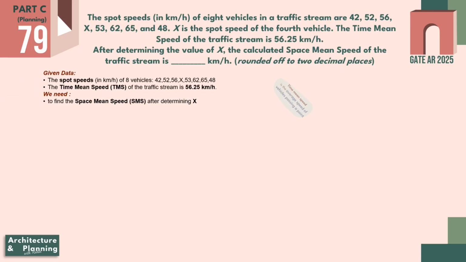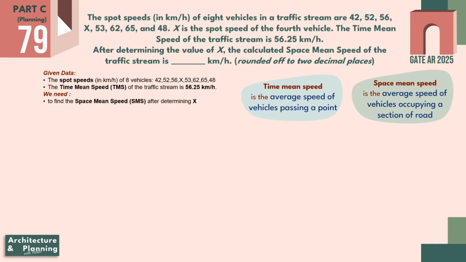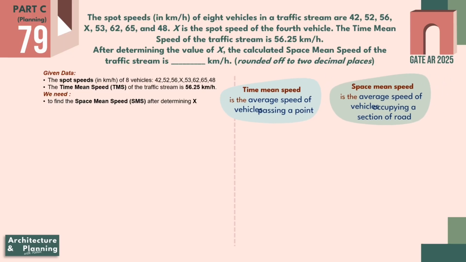And what is a time mean speed? So it is the average speed of vehicles passing a point. On the basis of this, we have to calculate space mean speed. Space mean speed is the average speed of vehicles occupying a section of road. So this is the definition of both the types of speed. This question is related to transportation planning. Let's get back to the question.